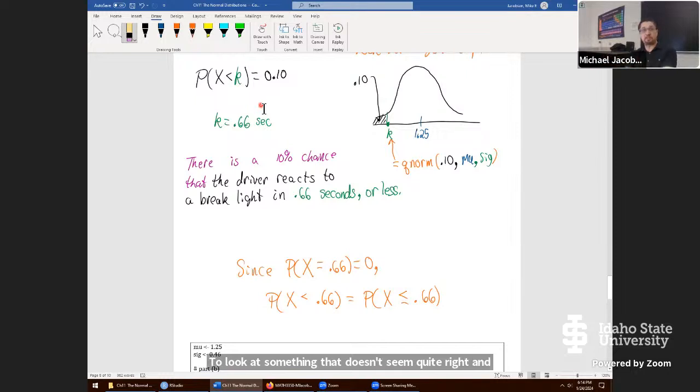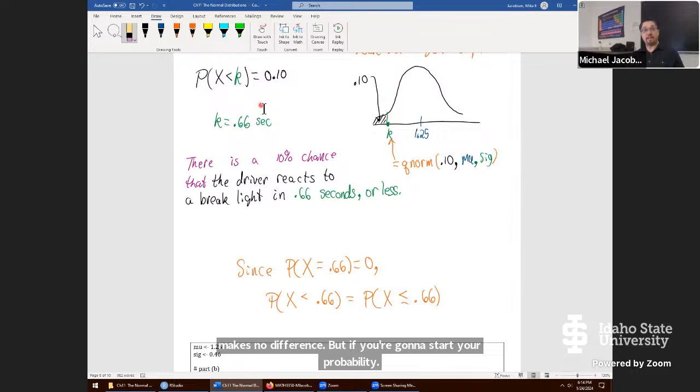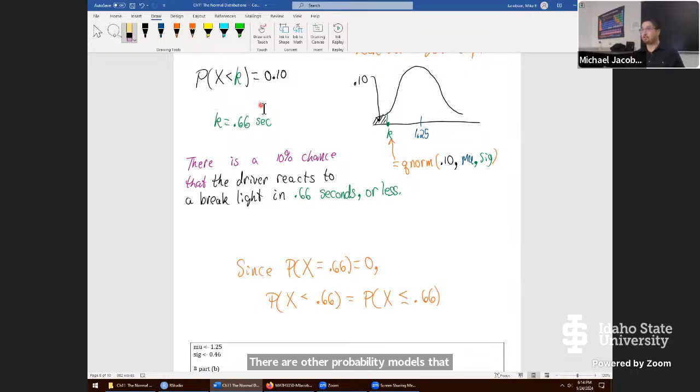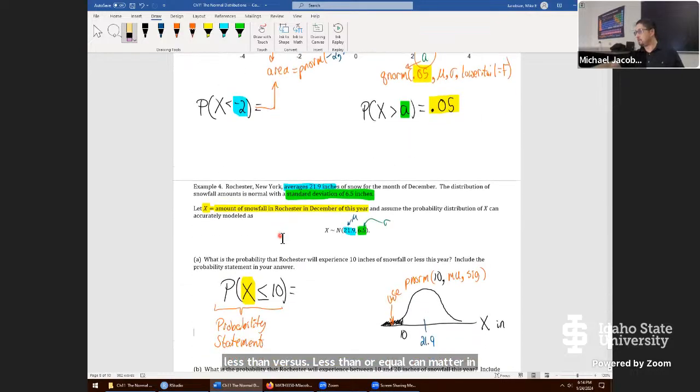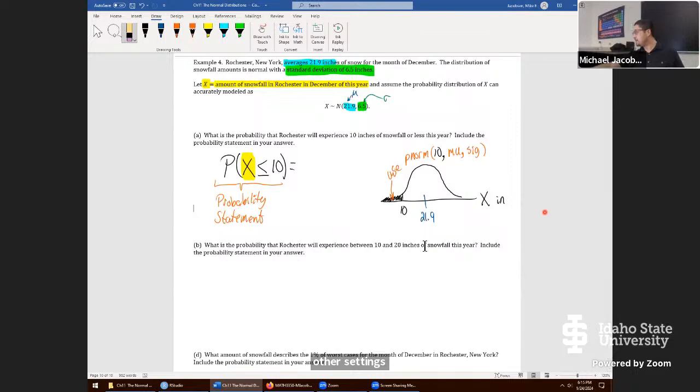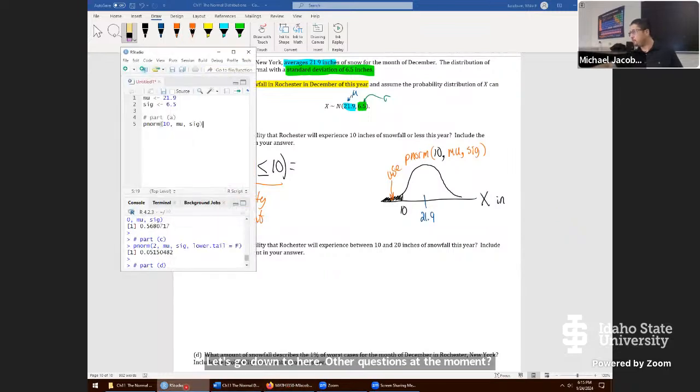For continuous probability models, it absolutely is, makes no difference. But if you're going to study probability, there are other probability models that exist where that makes a massive difference potentially. Strictly less than versus less than or equal can matter in other settings. Let's go down to here. Other questions at the moment? Okay, so in RStudio, we've got, well, pretty much everything we want.